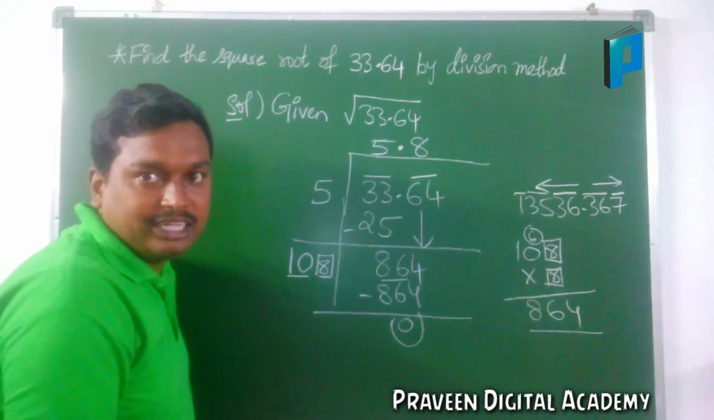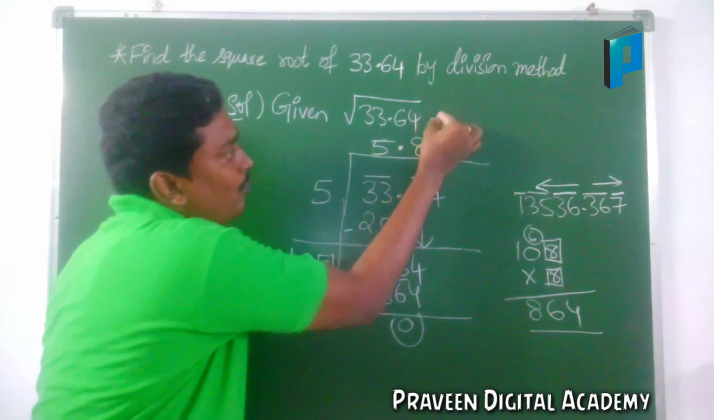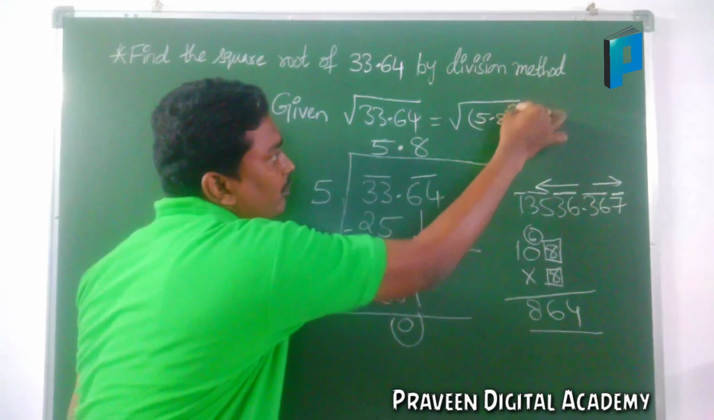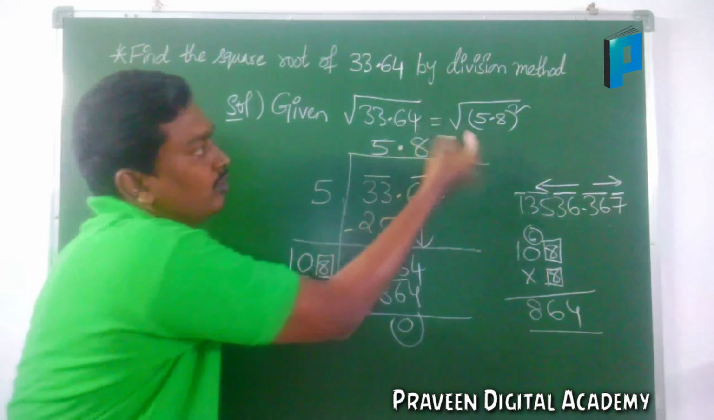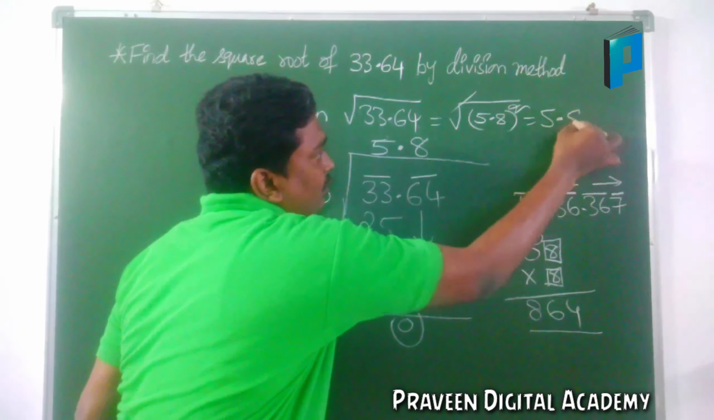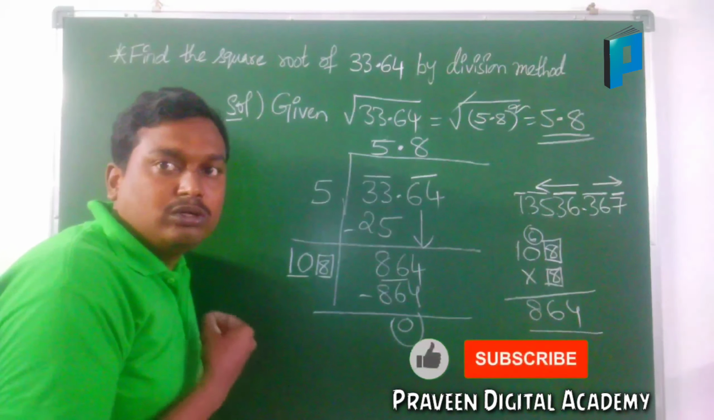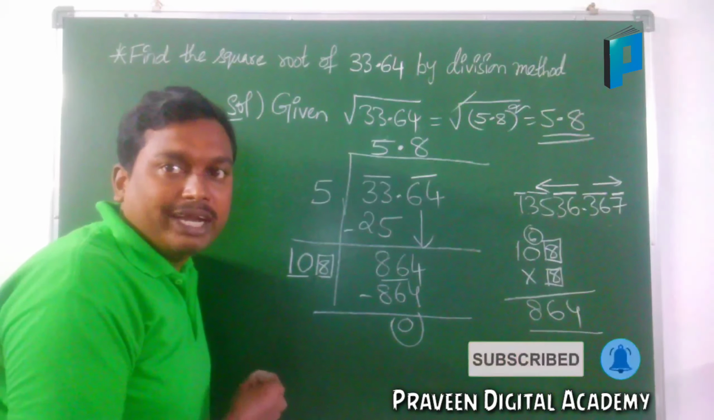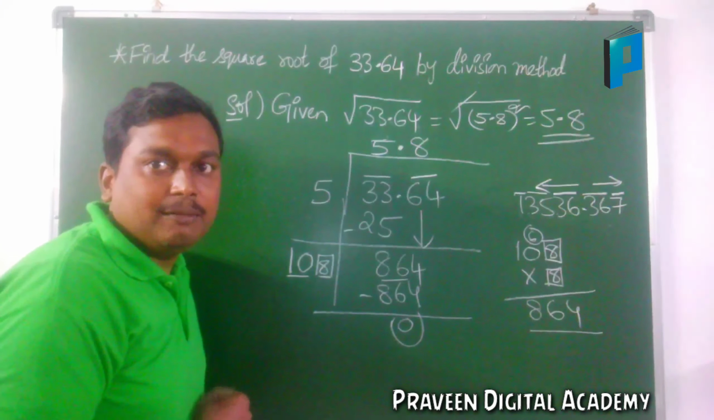you got answer 0. So we can say what is the square root of 33.64? We can write it as 5.8 whole square. Means 5.8 into 5.8 is 33.64, and we can cancel the square and root. The solution for the answer is 5.8. In this way, we can find out the square roots for the decimal numbers also, but we cannot find out the square roots of decimal numbers by using the prime factorization method.